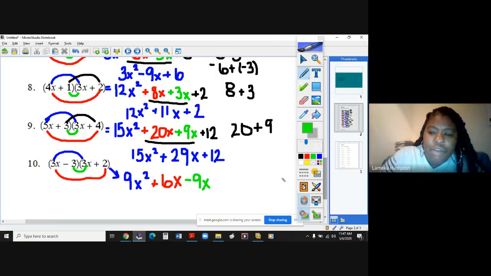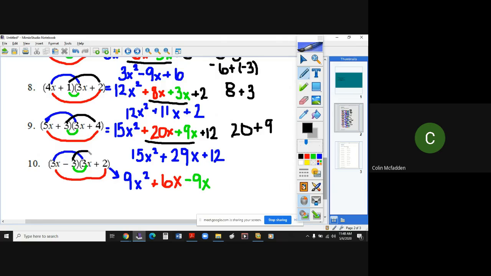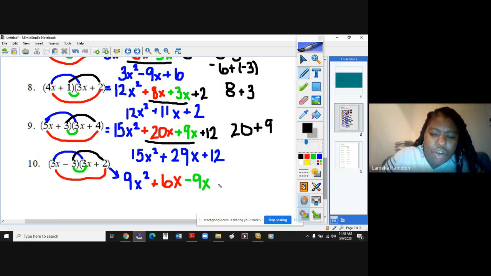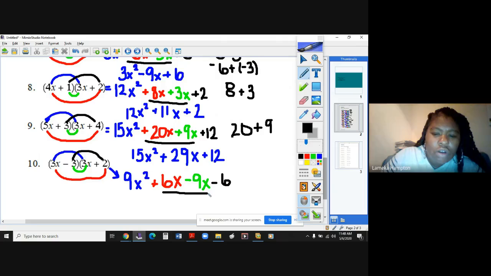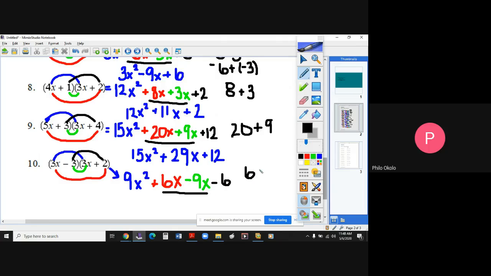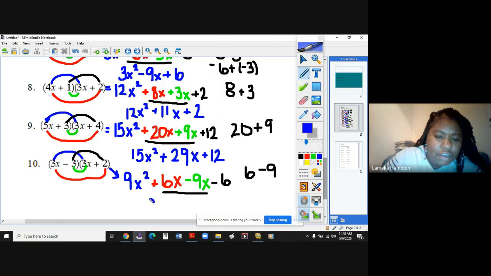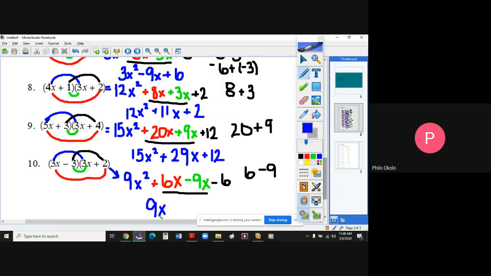All right. Now, Mr. McFadden, what's the last two that I'm multiplying? Negative 3 times 2, which gives me negative 6. What's my like terms? 6x and negative 9x. So what's 6 minus 9? Negative 3. So my final answer is this: 9x squared minus 3x minus 6.